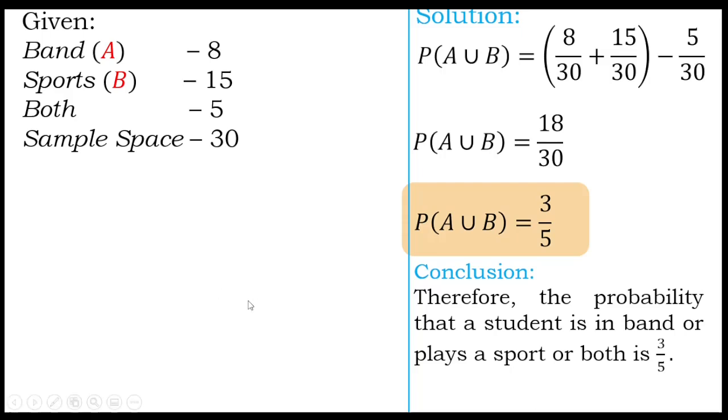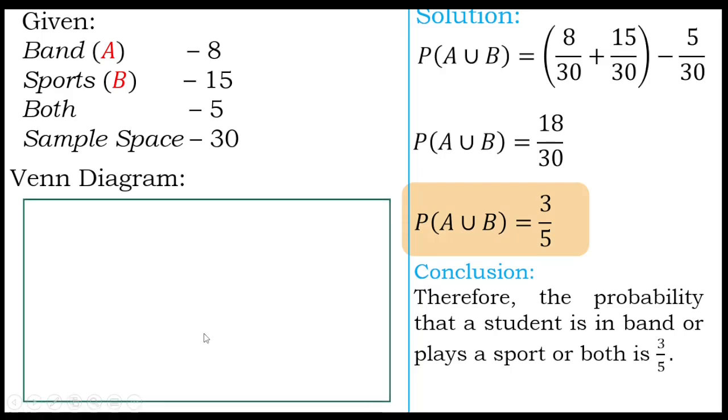Now, we still have another condition. We have to illustrate this using Venn diagram. Okay? Now, how do we illustrate this using Venn diagram? Now, if you will be adding the union of the two, 8 plus 15 minus 5, that is just 18. But our total sample space is 30. So, ibig sabihin, meron tayong estudyante na nawawala. So, ibig sabihin, sila yung mga estudyante na hindi sumali sa band, hindi rin sumali sa sports.